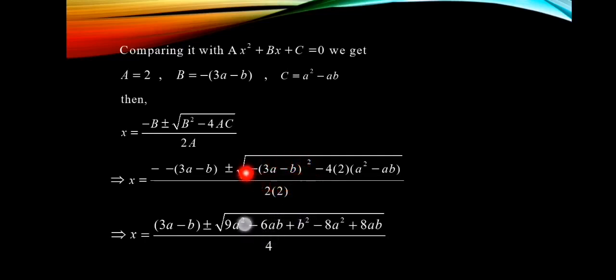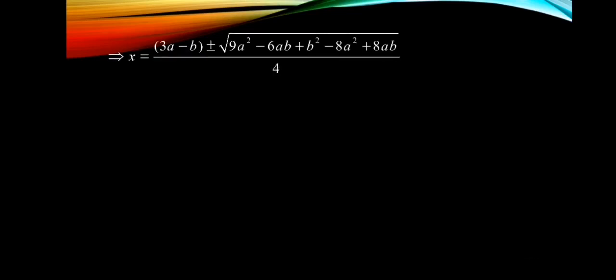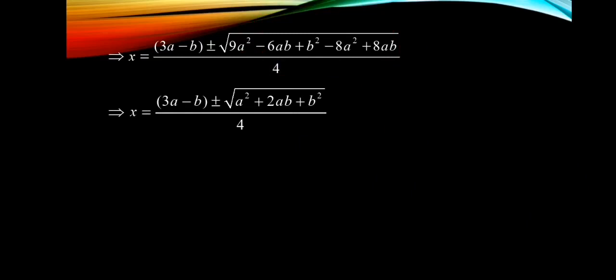So we will expand it by using the formula of (a minus b) whole square, and it will become 9a square minus 6ab plus b square minus 8a square plus 8ab. And we will be having x is equal to (3a minus b) plus minus under root 9a square minus 6ab plus b square minus 8a square plus 8ab. This minus 6ab and plus 8ab can be added together to find out the single answer. It will be 2ab. So it is actually the formula of (a plus b) whole square. So we will replace it by (a plus b) whole square.